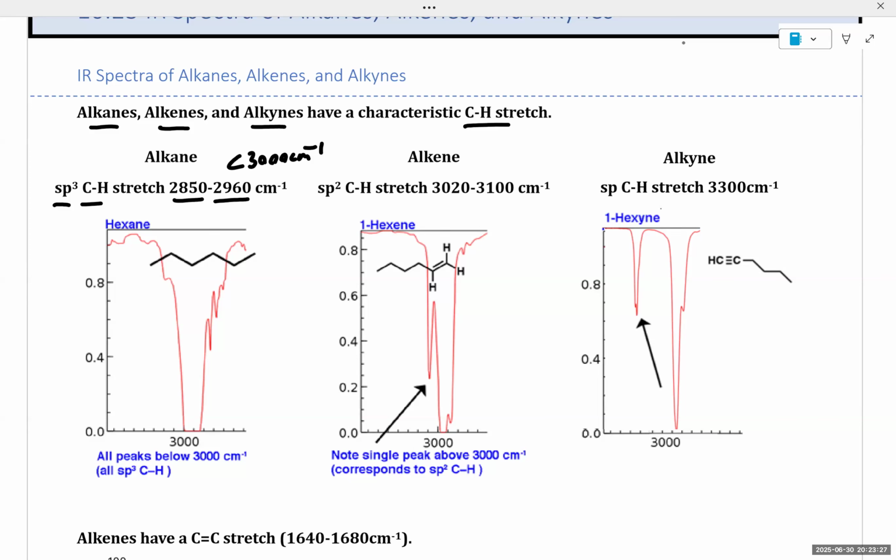Well, if we compare that to the sp2 CH stretch, the sp2 CH stretch is greater than 3,000 centimeters inverse, between 3,000 and 3,100 centimeters inverse, as we can see here. So this is the sp2 CH stretch, which, as we can see, is on the left side, greater than 3,000 centimeters inverse. Alkynes are usually very unique in that their sp CH stretch is around 3,300 centimeters inverse. So an alkyne is very easy to detect if it's a terminal alkyne.